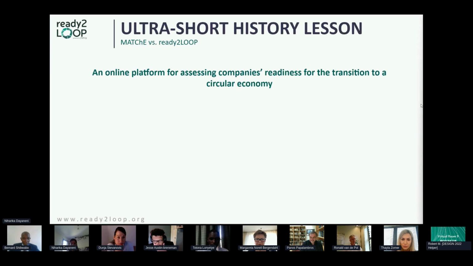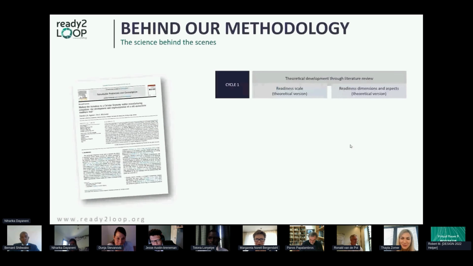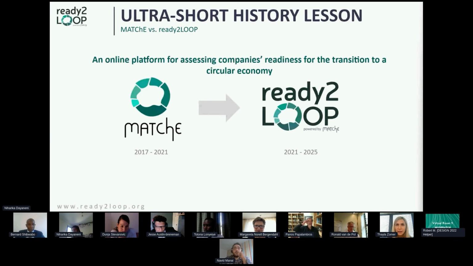The project started in 2017, and we developed this online platform. It's basically a questionnaire where companies can create a profile and perform a self-assessment following different dimensions that should be changed. At the end, they get a score of the readiness level and also access to more than 100 tools that can help them improve the areas that need improvement to make the transition happen. The project was focused on manufacturing companies.